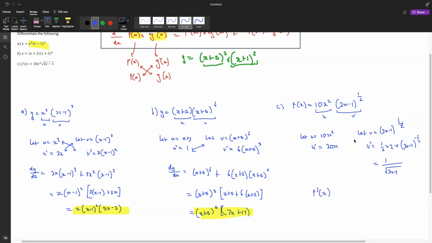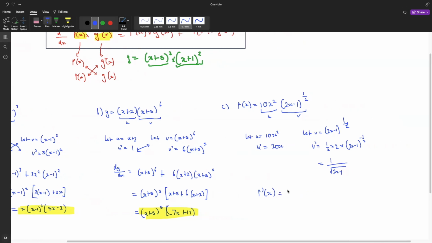So f dash x is equal to u dash v, which is equal to 20x times, we can rewrite it in surd form. Now we don't have to write it as a fraction. So I'll just do 20x, then square root 2x minus 1, plus 10x squared over 2x minus 1. And this one we probably can't simplify.